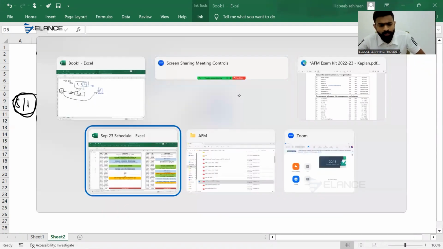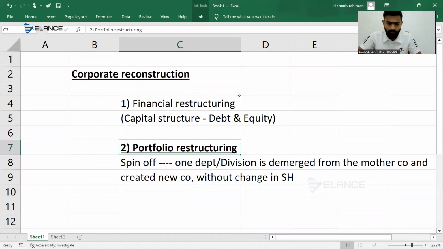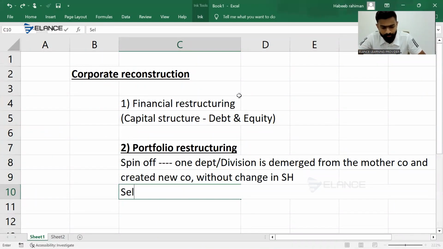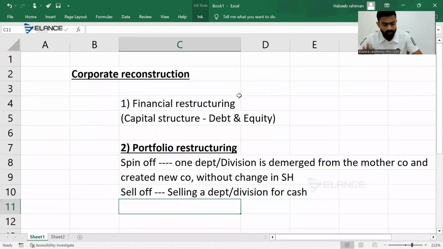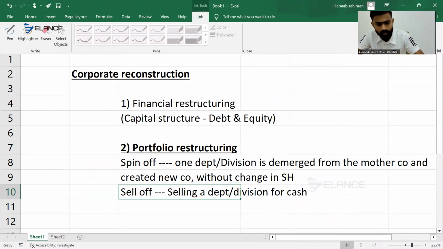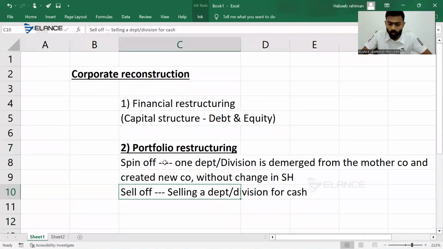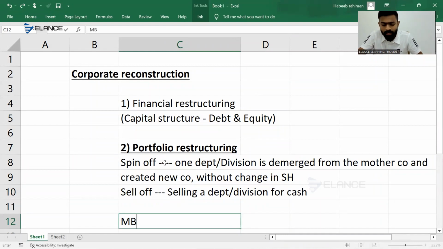One of the other portfolio restructuring types is sell-off. One is spin-off, next one is sell-off. Sell-off means we are selling a department or division for cash, not for shares. It's a cash sale. Spin-off and sell-off could be a numerical plus theoretical question. But we have another theory named MBO versus MBI, management buyout and management buy-in.